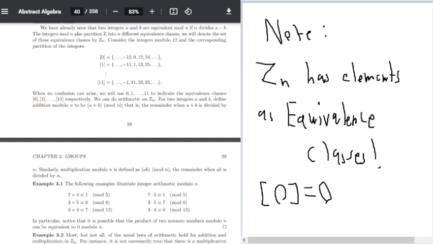Note, once again, they are using the symbols to denote the equivalence classes. The symbols themselves are not the equivalence classes. They are just elements in it that describe the entire class.